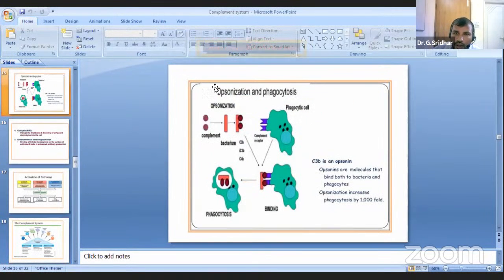Then opsonization and phagocytosis. This is the main function of the complement system. Opsonization means, as you can see here, these are the complement proteins and this is the bacterium. This bacterium is attached with the complement proteins, then they will come and present to the phagocytes. That means C3b is an opsonin. Opsonins are molecules that bind both the bacteria and the phagocytes. Opsonization increases phagocytosis by 1000-fold.